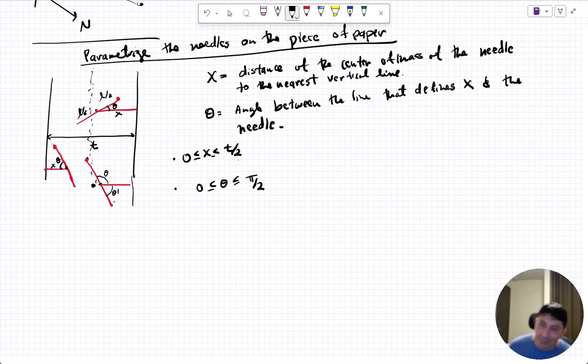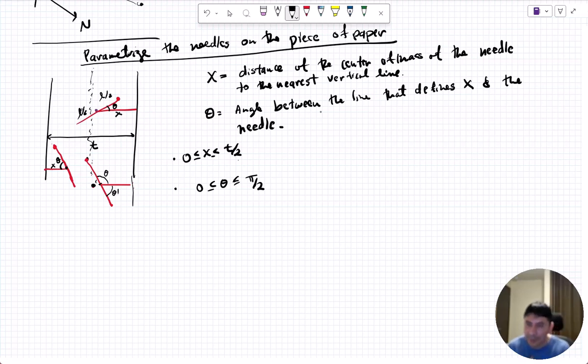So if theta happens to be greater than pi over 2, then the other angle along the needle will be less than pi over 2. So the angle that we choose is the smaller of the two, basically. So it comes down to the following. The way we've defined theta, it's a little bit ambiguous. It's the angle between the line that defines x and the needle.